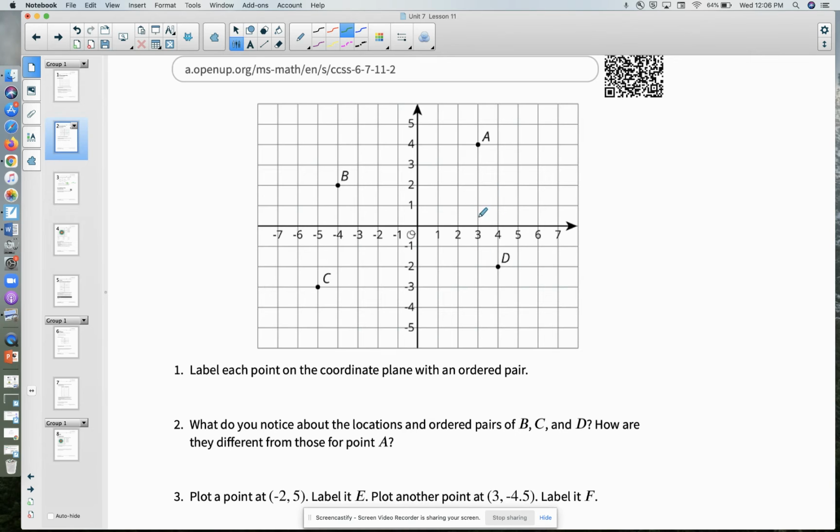Label each point of the coordinate plane with an ordered pair. So this one is 3 and 4. This one here on the x-axis, negative 4, and then 2.